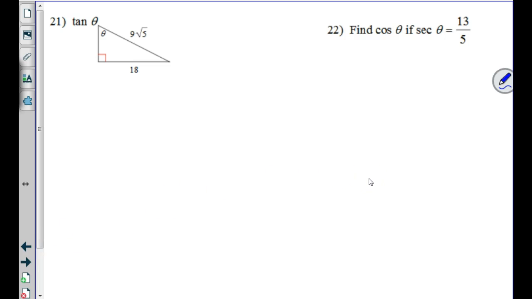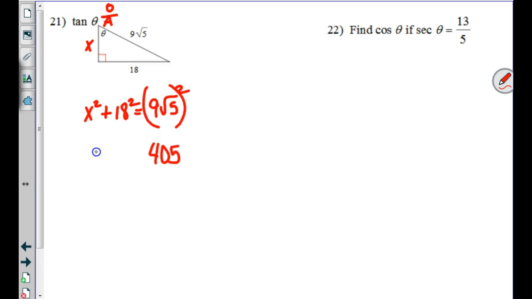All right, tangent. Okay, how are we going to square this mess? To find this, which is adjacent, tangent is opposite over adjacent, so we need adjacent here. To find that adjacent side, we have x squared plus 18 squared equals 9 square roots of 5 squared, which you can do on your calculator. But in my brain, I just square the 9, which is 81. I square the square root of 5, and I just get plain old 5. So 81 times 5, or you can type the whole thing in and square it. Just be really careful. Was 405.